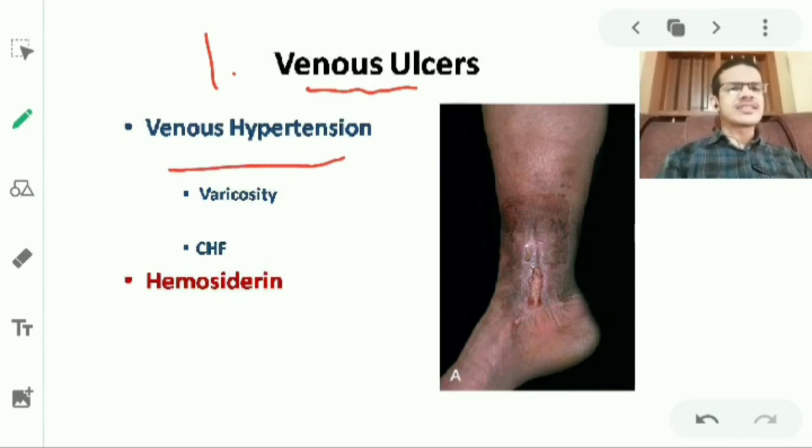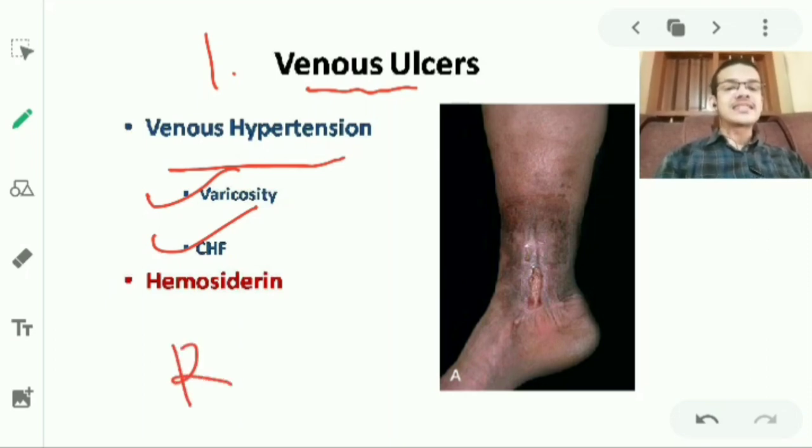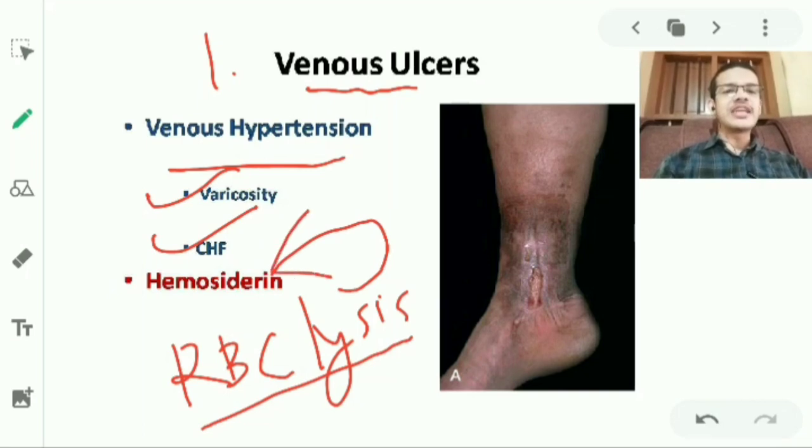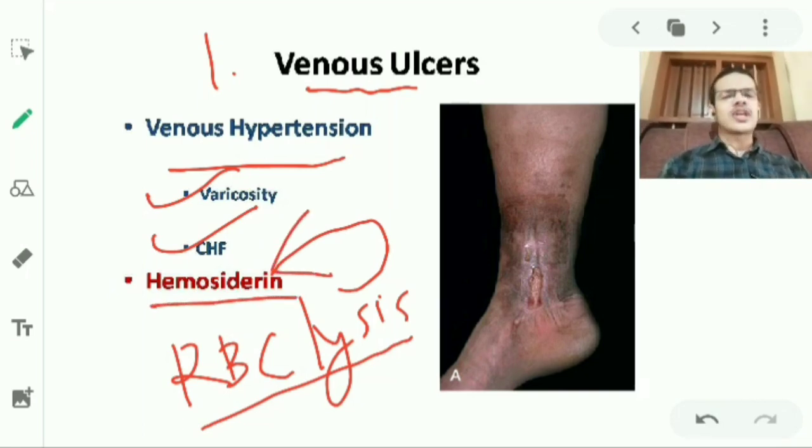When can you get venous hypertension? If you have varicosities, that is one reason. The second reason is congestive heart failure, which raises the pressure in the veins attached to the heart, the superior and inferior vena cava, leading to venous hypertension. So there is deficiency of oxygen supply to the tissue, accompanied with RBC lysis. The lysis of RBCs produces hemosiderin, which is a brownish colored pigment.